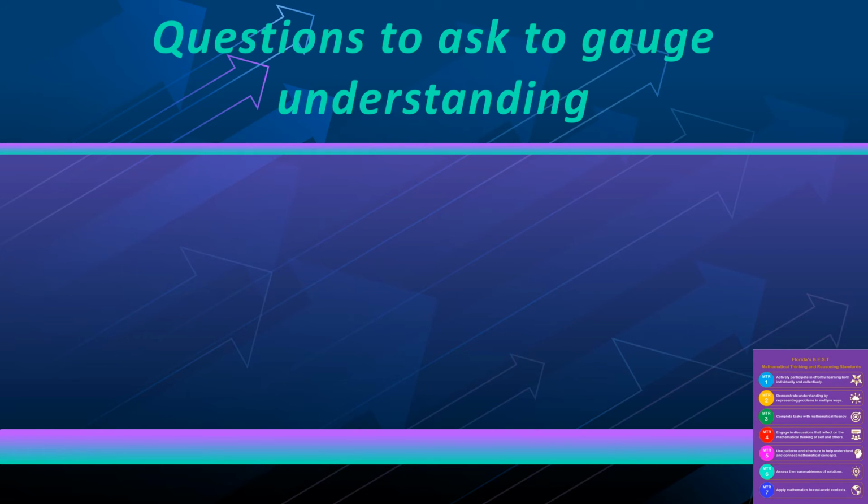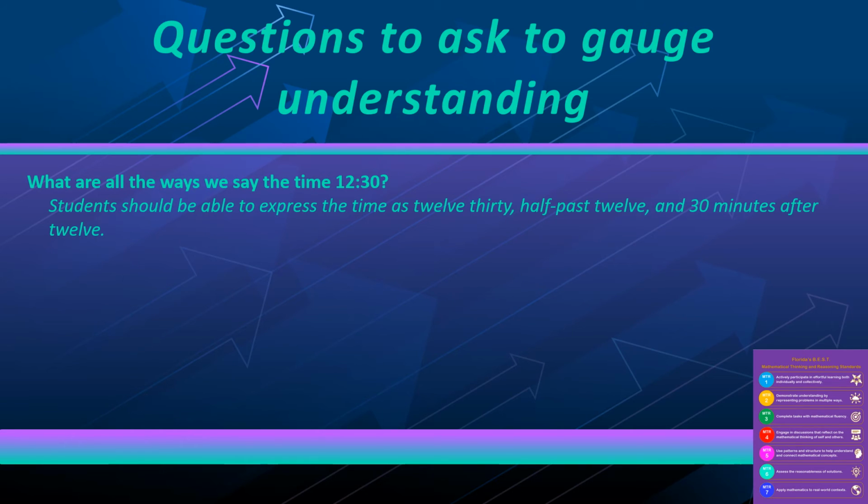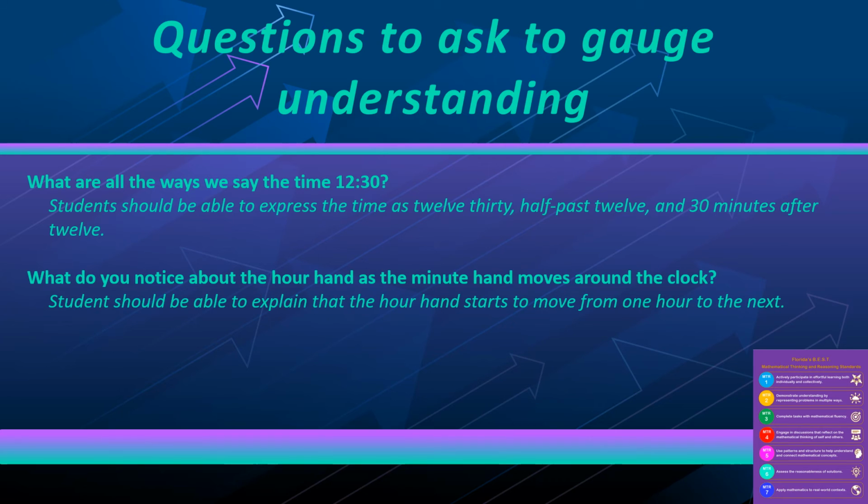As we visit classrooms, we may want to ask students questions to better gauge their understanding of the content. We're going to take a look at a few examples of some questions we could ask. One question we could ask is, what are all the ways to say the time 12:30? Here, we would hope that our students would be able to express the time as, well, 12:30, half past 12, and 30 minutes after 12. We could also ask them, what do you notice about the hour hand as the minute hand moves around the clock? Here, we would want students to be able to explain that the hour hand is moving slowly towards the next hour.